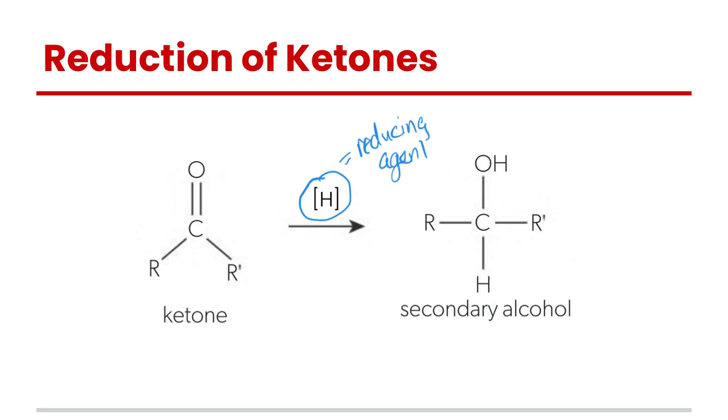And the reason we write it as an H in square brackets, it denotes that this reducing agent is essentially a source of hydrogen atoms. And so what's happening in this reaction is the ketone is gaining two hydrogens, one on the oxygen, one on the central carbon here. One of the CO bonds is broken, and so the ketone is going to get reduced back into a secondary alcohol.